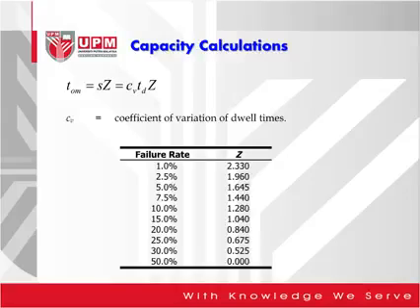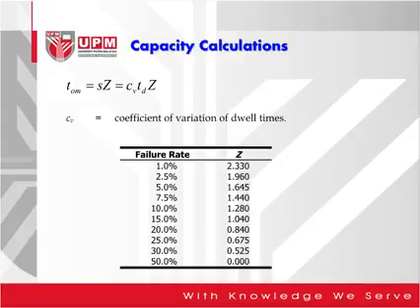Now if we want to find the expected or estimated TOM, first we have to know the variability of the due time S, and Z depends on the failure rate probability assumptions. We can assume as low as 1%, as high as 50%. In fact, it can range from 0% to 100%.